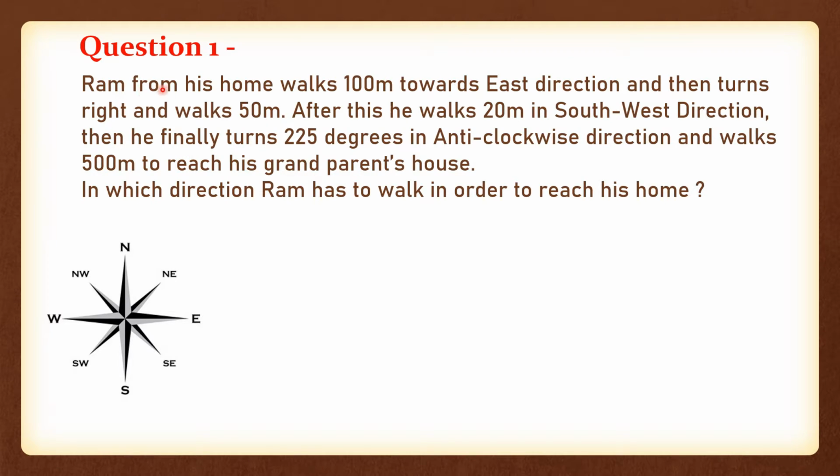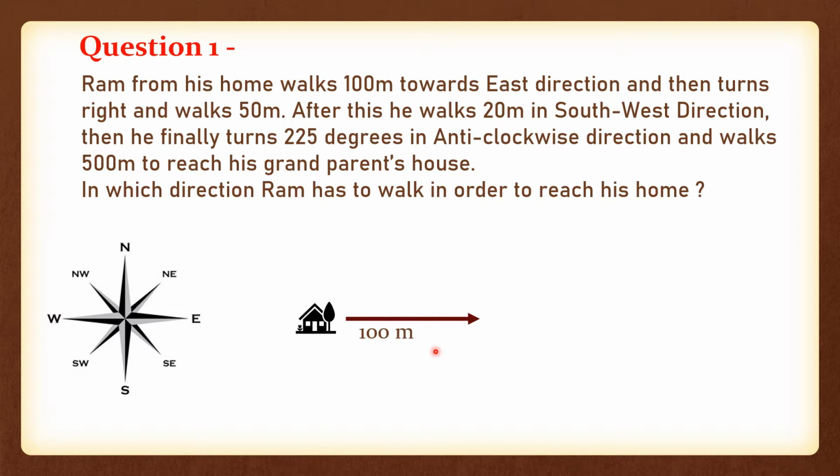See, Ram from his home walks 100 meters towards east direction. It means Ram is starting from his home and he walks 100 meters towards east direction. So first you need to solve this part. You first need to have a home of Ram. So let us draw a home. So this is Ram's home, and from here Ram is walking 100 meters towards east direction. East is this side, so definitely he will move like this, and this will be your 100 meters.